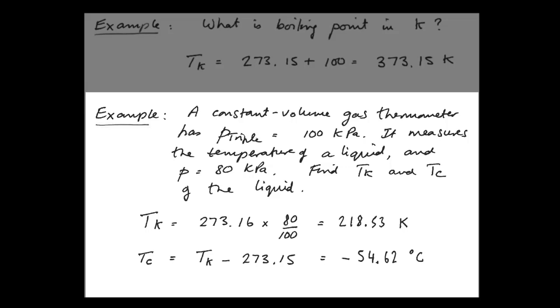Second example. A constant volume gas thermometer has P triple point equals 100 kilopascals. That's the pressure at the triple point. It measures the temperature of a liquid, and the pressure is equal to 80 kilopascals. Find Tk and Tc of the liquid. Well, Tk is equal to the temperature at the triple point, 273.16 Kelvin, times the pressure, 80, divided by the pressure at the triple point, 100. And doing that calculation, we get 218.53 Kelvin. Then Tc is equal to Tk minus 273.15, which is minus 54.62 degrees centigrade.